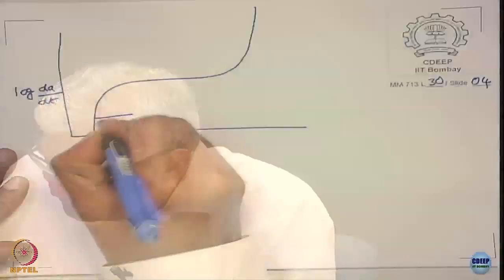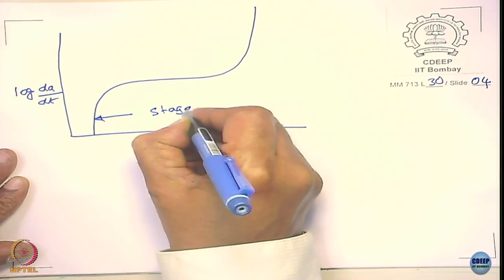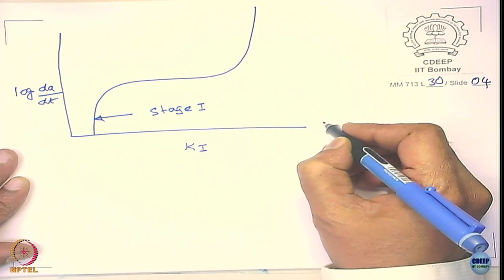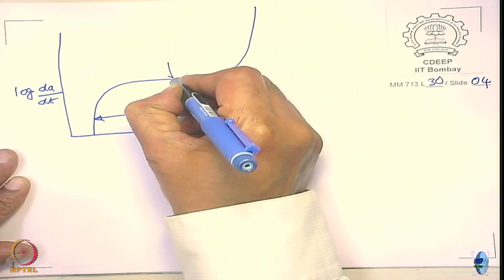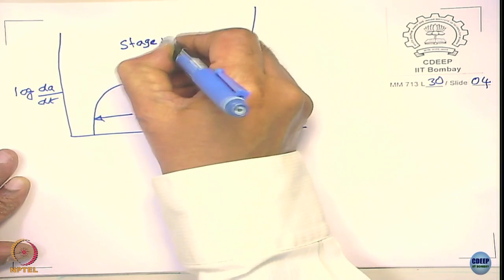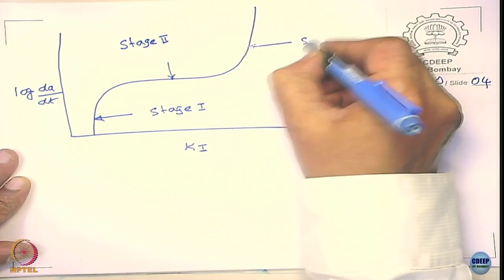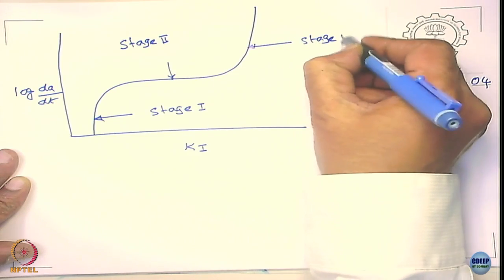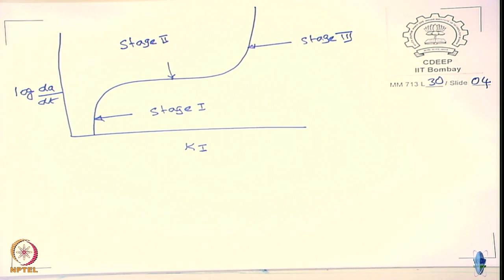This is called stage 1 crack growth rate, it is called stage 2 crack growth rate, and this is stage 3 crack growth rate. What is special about it? What is special about it?